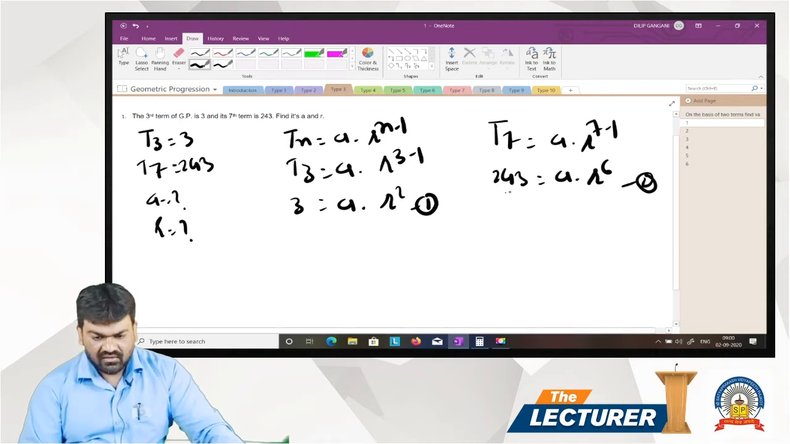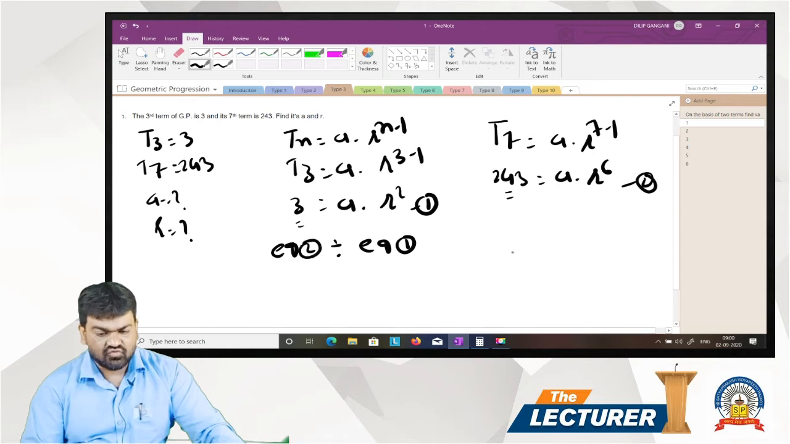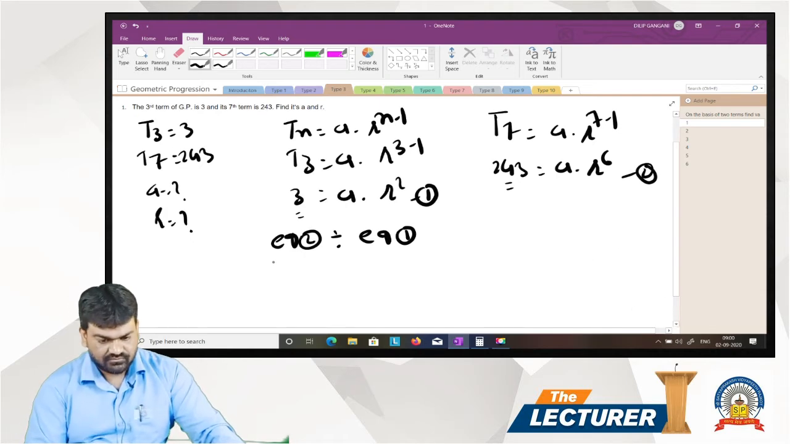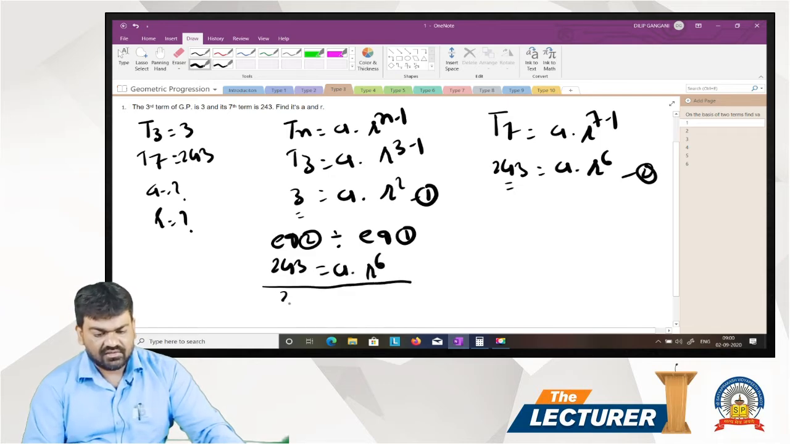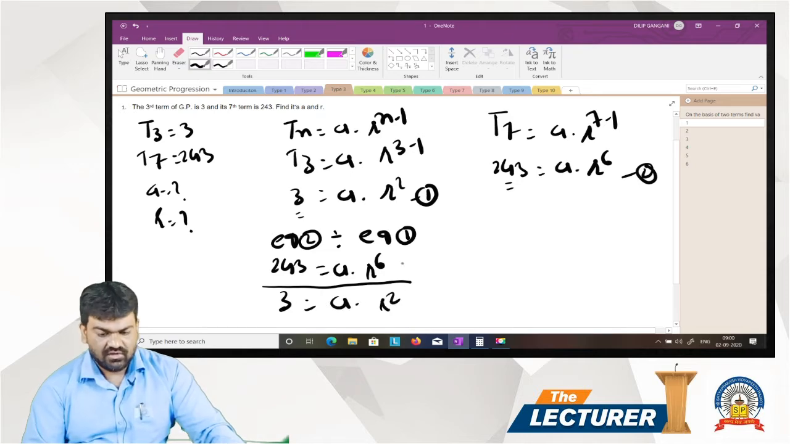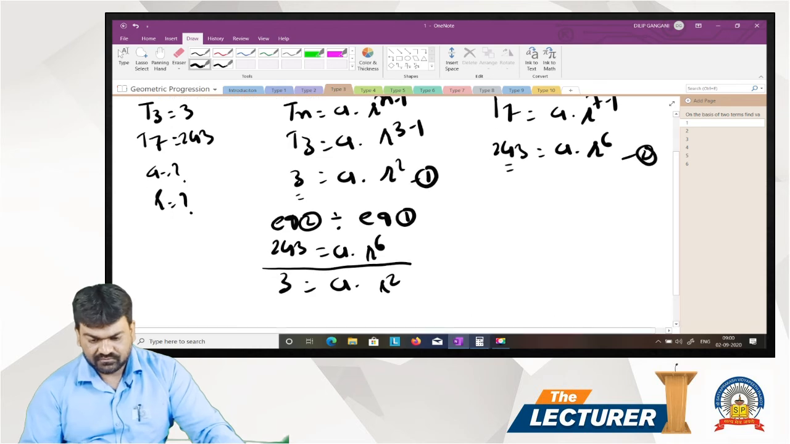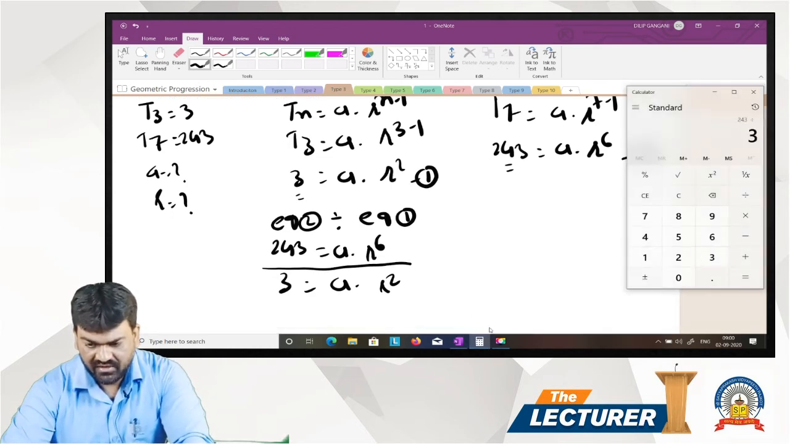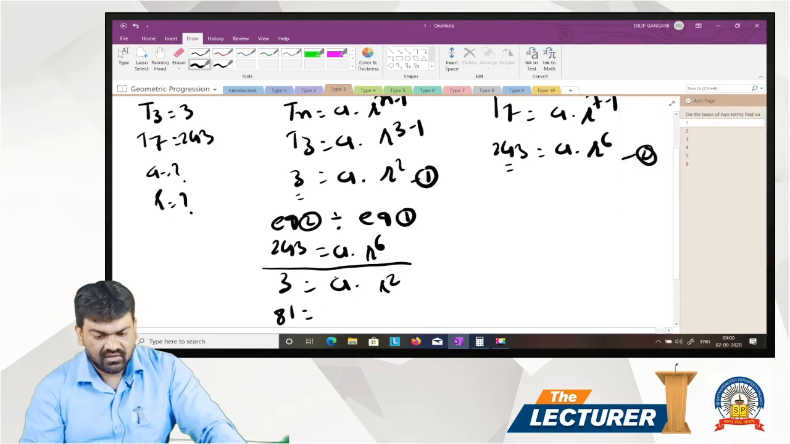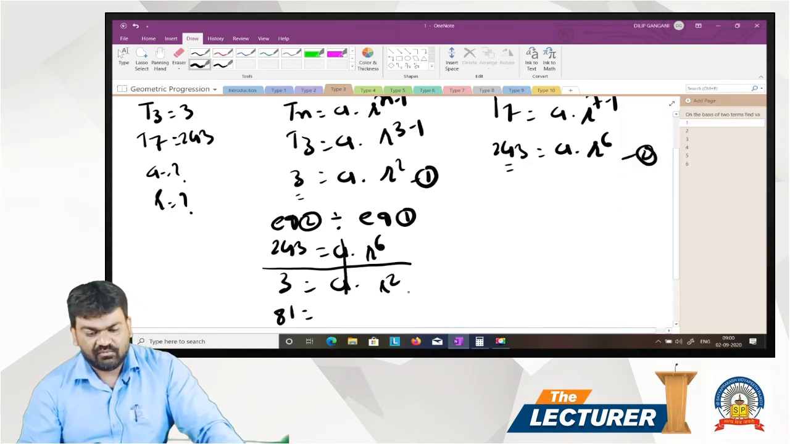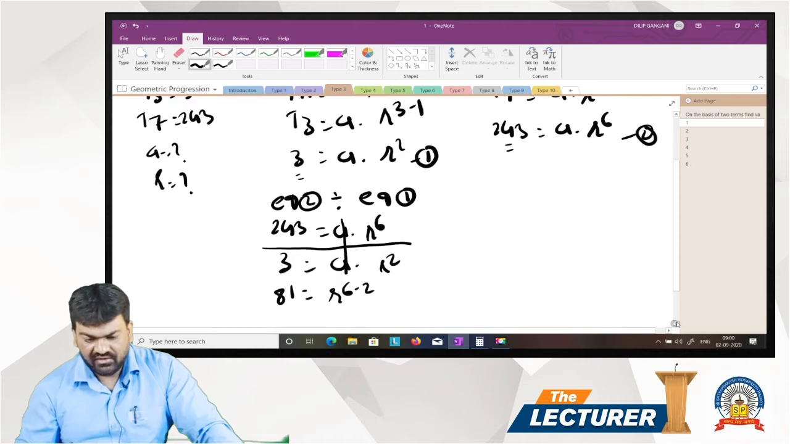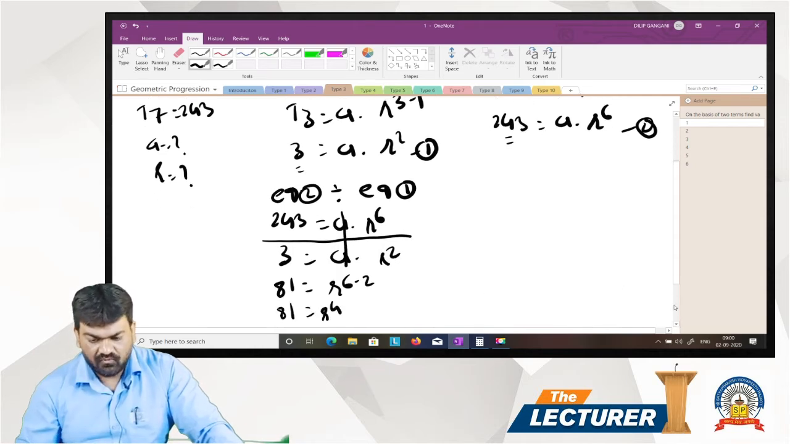Now this is the larger equation, this is the smaller equation. Large equation, that is equation number 2, divided by equation number 1. 243 is equal to a r raised to 6 divided by 3 a r raised to 2. 243 divided by 3, that is 81. a cancels, r raised to 6 minus 2, that is r raised to 4. So 81 is equal to r raised to 4.